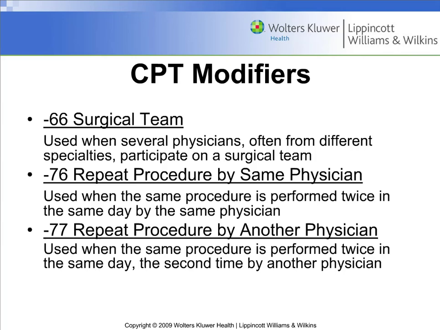Okay, modifier 66 is surgical team. It's used when several physicians, often from different specialties, participate on a surgical team. Example would be 3 specialists perform emergency repair of a thoracoabdominal aortic aneurysm with graft and with cardiopulmonary bypass surgery. Code would be 49491-63. Again, the 66 is used when several physicians, often of different specialties, participate on a surgical team.